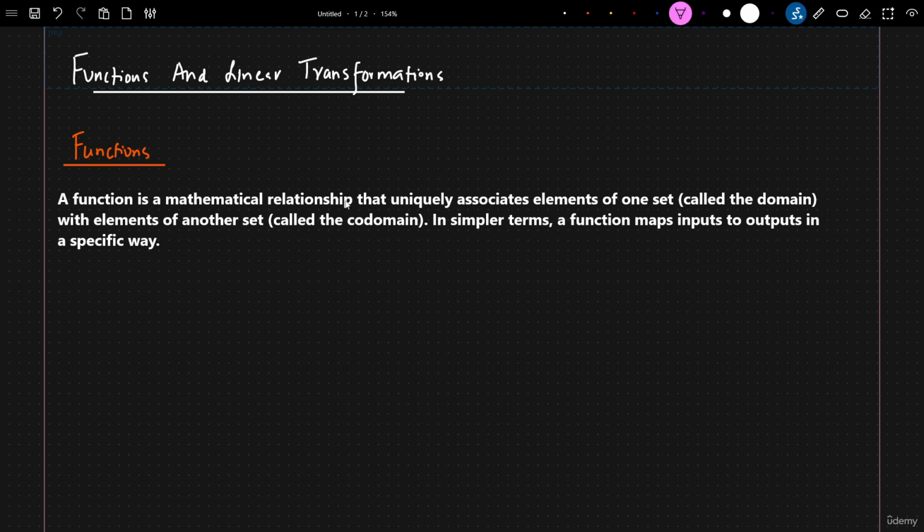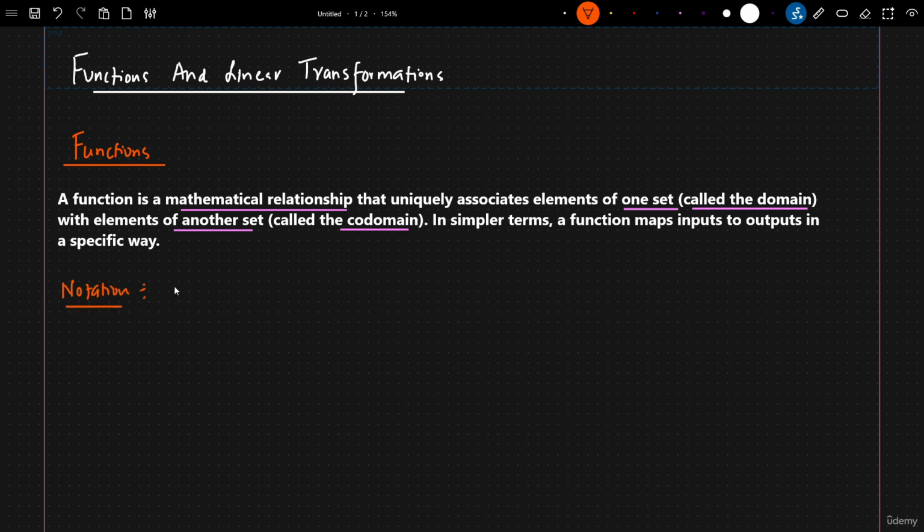A function is a mathematical relationship that uniquely associates elements of one set, which is called the domain, with elements of another set, which is called the codomain. In simple terms, a function maps inputs to outputs in a specific way. Let me write this notation, and with its help we will be able to understand the further topics.